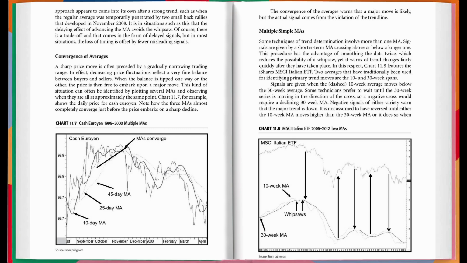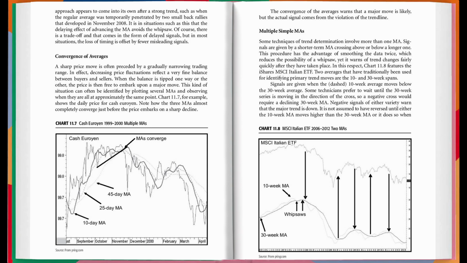2 averages that have traditionally been used for identifying primary trend moves are the 10 and 30-week spans. Signals are given when the dashed 10-week average moves below the 30-week average. Some technicians prefer to wait until the 30-week series is moving in the direction of the cross, so a negative cross would require a declining 30-week MA. Negative signals of either variety warn that the major trend is down.